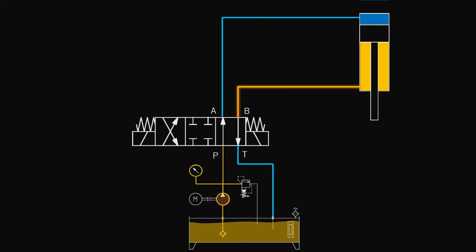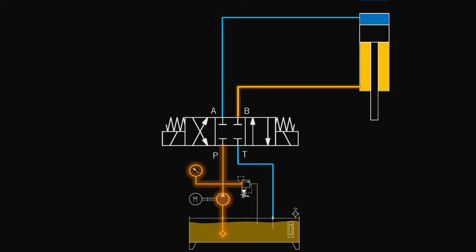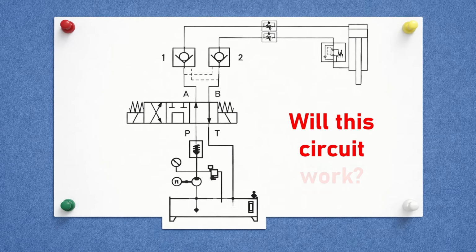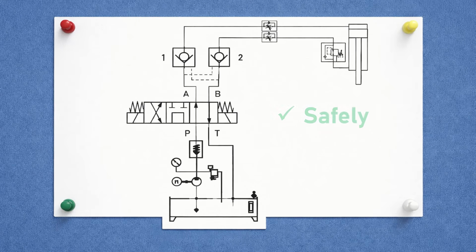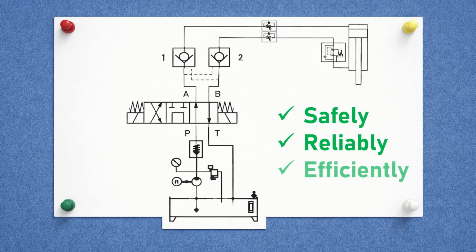And on top of that, hydraulic cylinders work at very high pressure. So if the circuit is not designed properly, you can face tons of problems like pump overloading, pressure shocks, or even oil leakage and component failure. So the real question is not just, will this circuit work? The real question is, will this circuit work safely, reliably, and efficiently in a real hydraulic machine? And this is exactly what we are going to learn in this video.